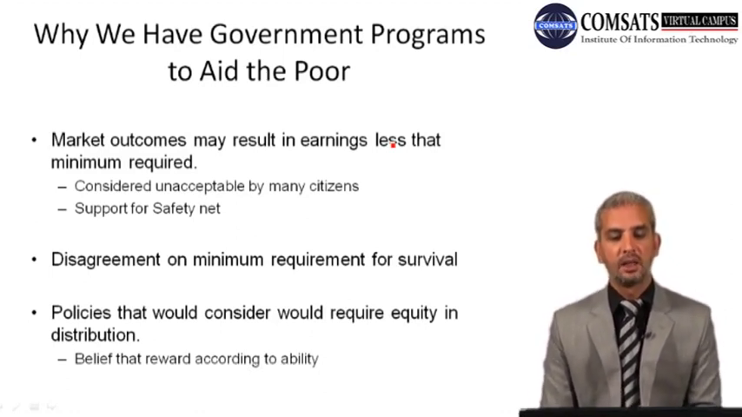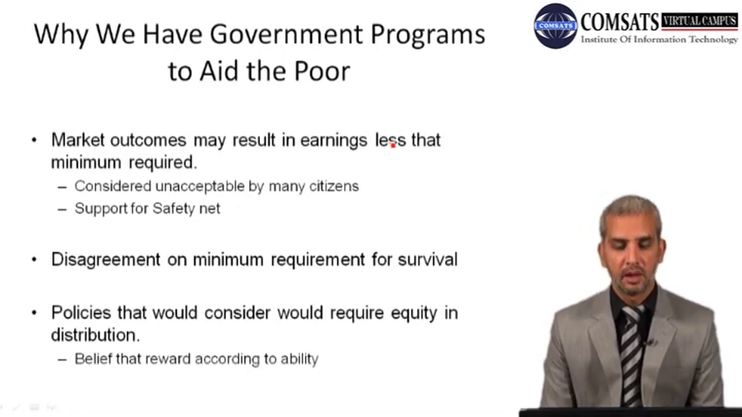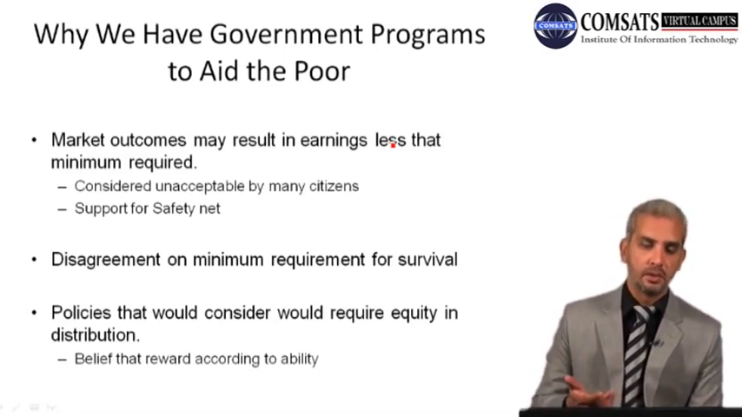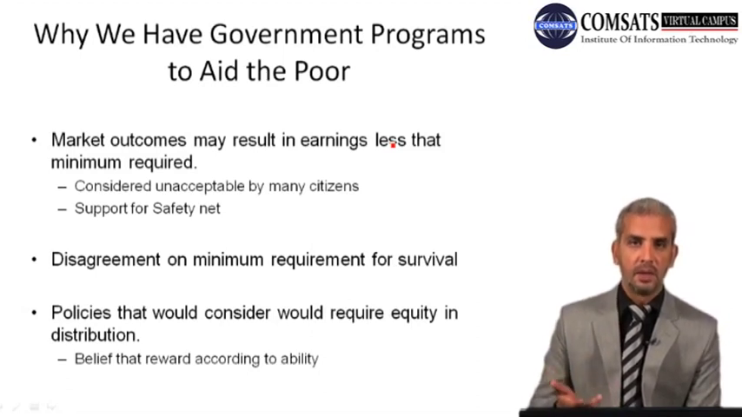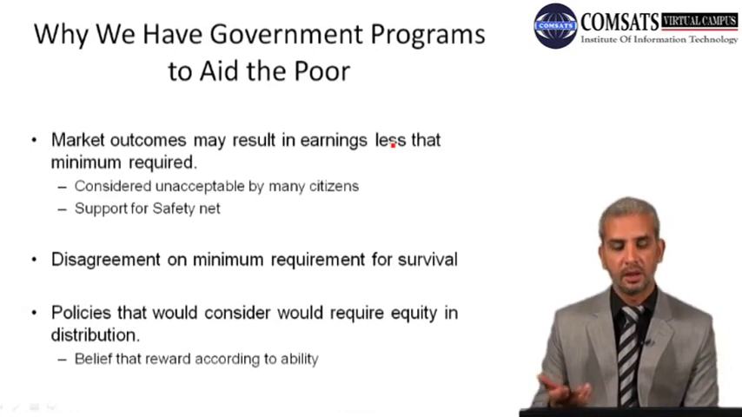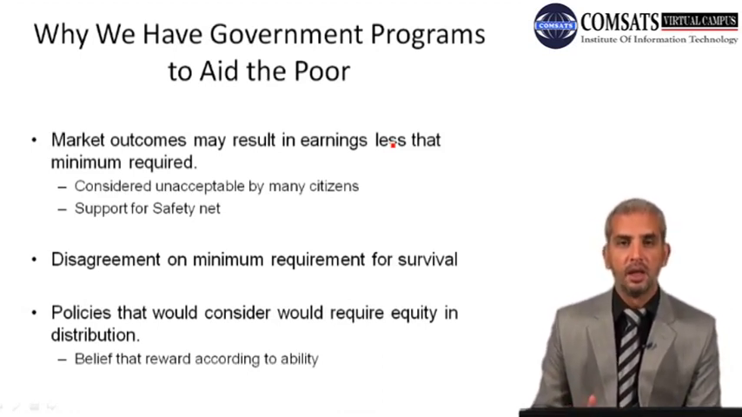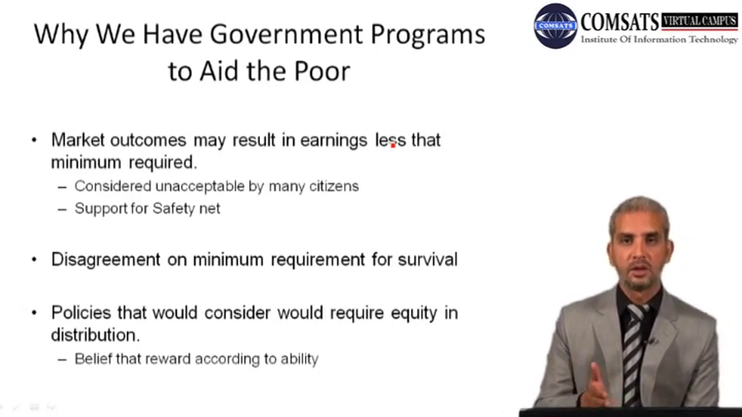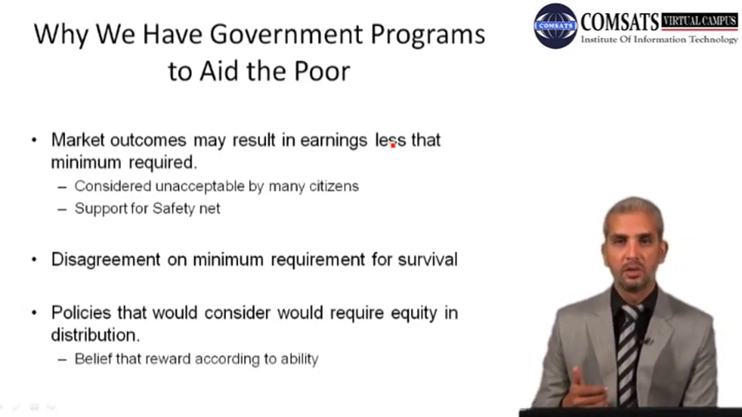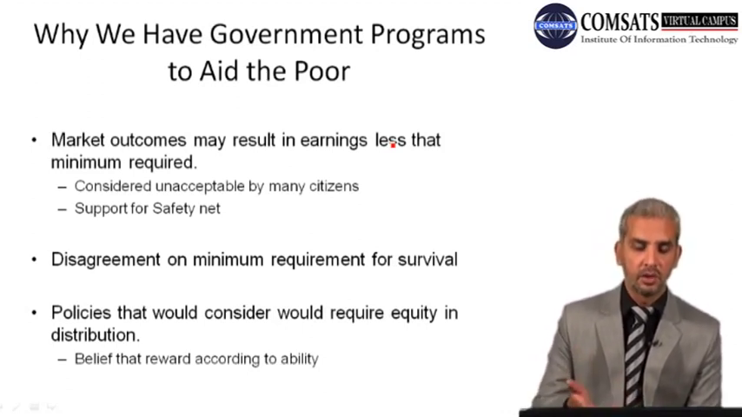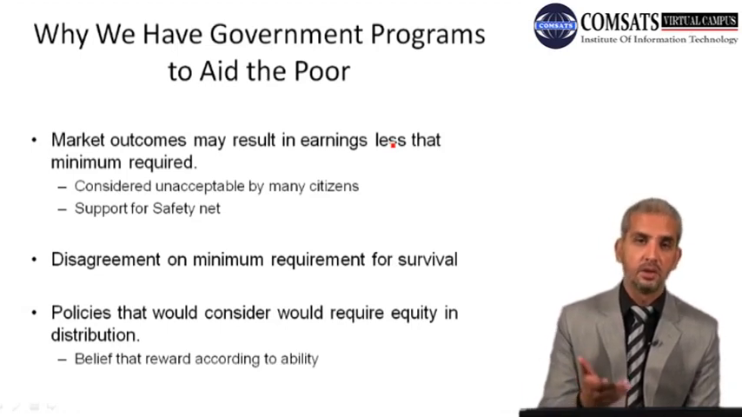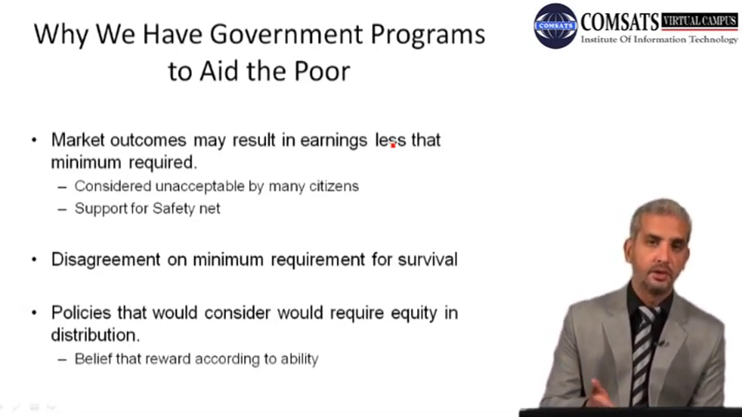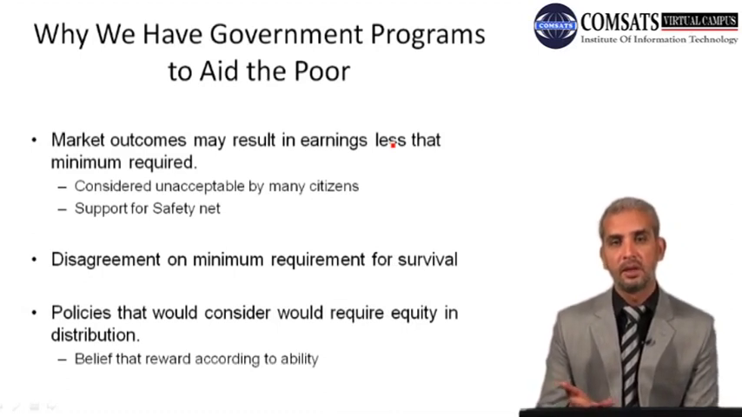Now the question is, why does the government have to have such programs to aid the poor? The first thing is that certain people would argue that when we let the market operate freely, market outcomes might result in less earnings for certain people than the minimum requirement. That is unacceptable, and if that is the market outcome, it is not the fault of those people, it is the fault of the whole system. So there is a requirement of a safety net by the government to sustain those individuals, at least to bring them up to the minimum required. The minimum required in the case of the USA was defined as 3 times a nutritionally adequate diet.